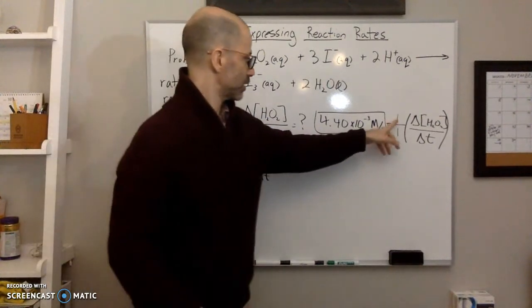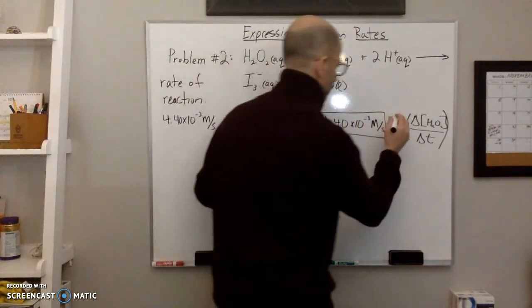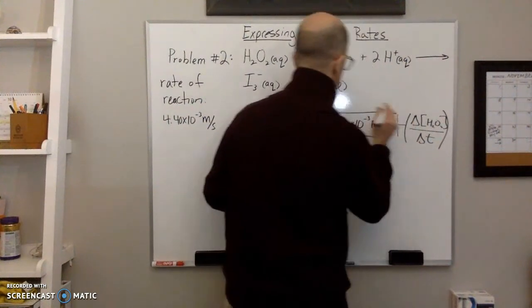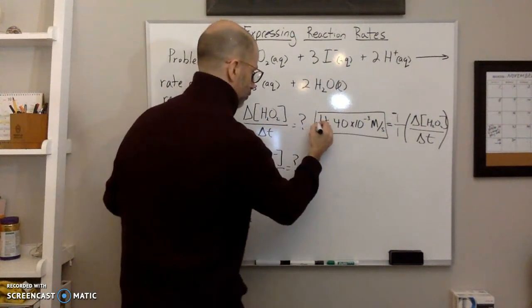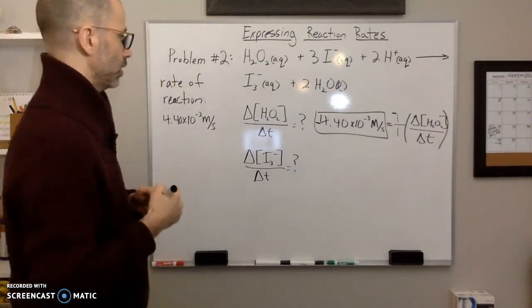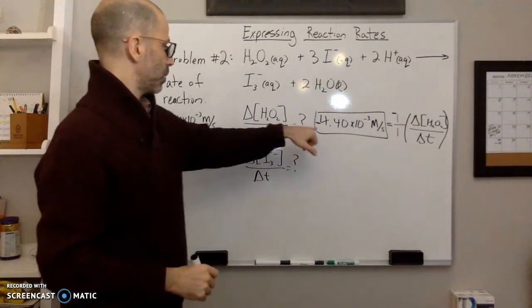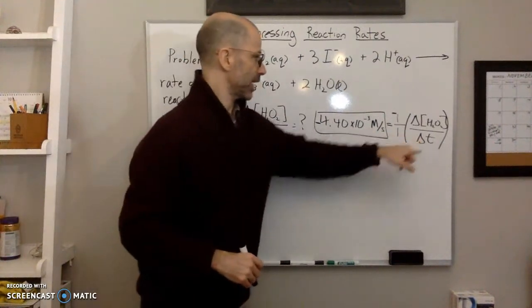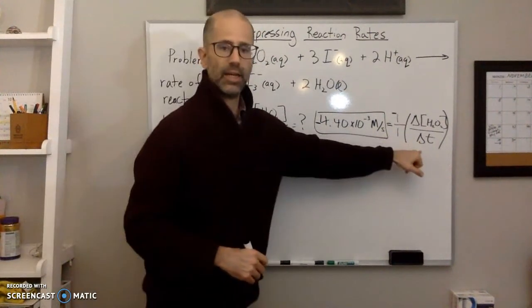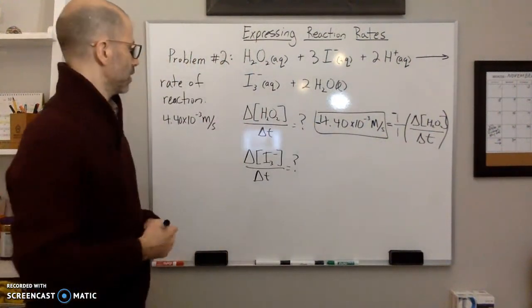And you'll notice that this is positive because, oh, I'm sorry, this should be negative, my bad. So we have a negative there because it's a reactant again. So then this should be negative 4.40 times 10 to the negative 3. That's the rate of change of the hydrogen peroxide, which is the same as the rate of the reaction.